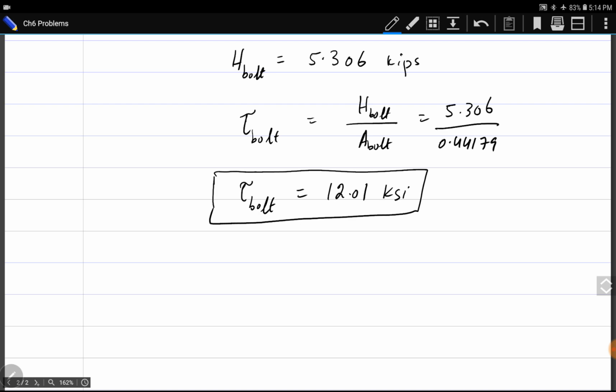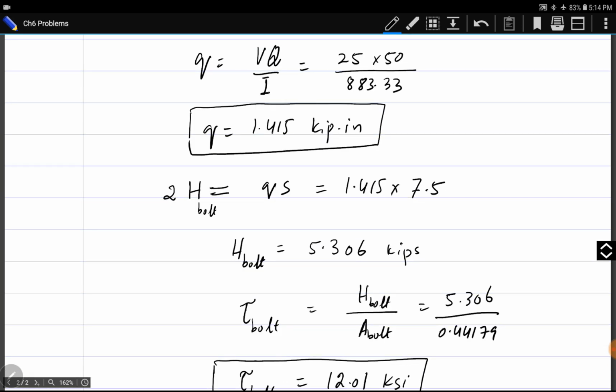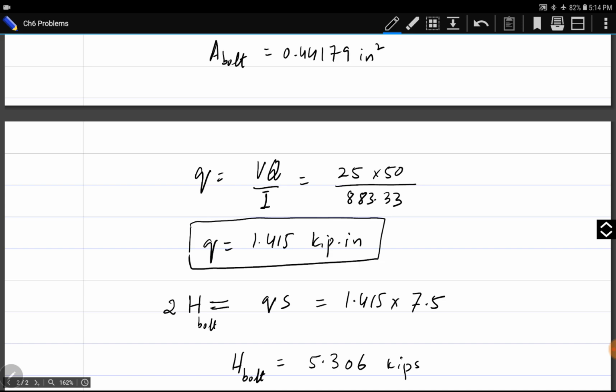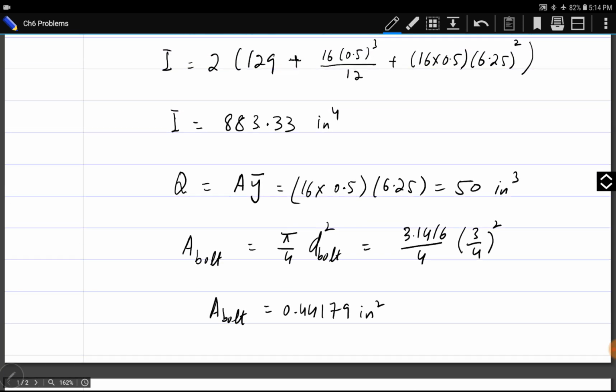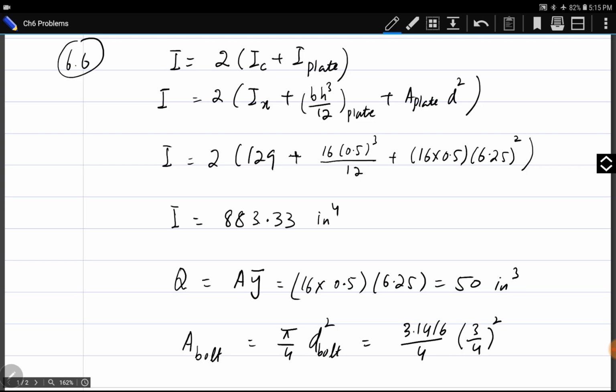I hope this was a very simple problem. We just needed to find horizontal force in the bolt. Area of the bolt can be found from its diameter, and horizontal force, because there are two bolts, there will be double force. It is equal to q into S, and q can be found from V, Q over I. In this problem, the main important thing was to find Q and I, capital Q and I. The capital Q is A into Y dash, area above the horizontal shear force, and Y dash is distance of centroid of that area from centroid of the total cross section, and I is moment of inertia of the whole cross section.